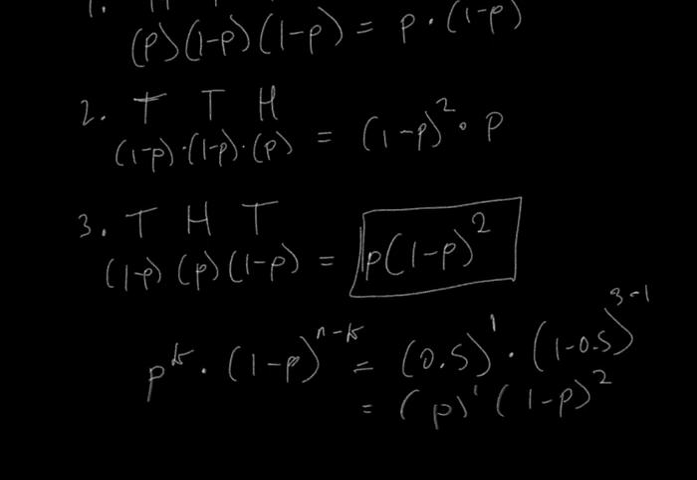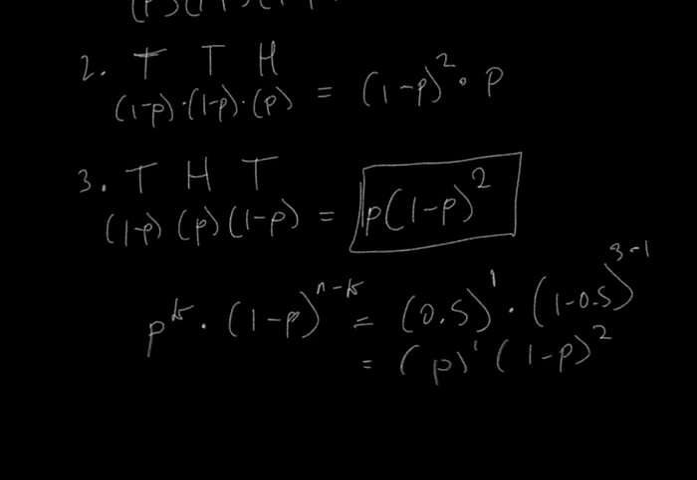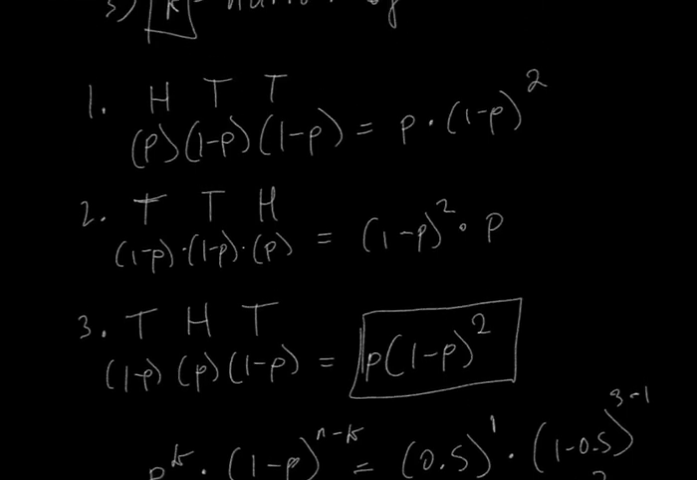But notice we need to actually add these probabilities from the 3 configurations. So if we were to add these 3 configurations together, we would actually get 3 times P times 1 minus P squared, because there are 3 separate configurations. There's 1, 2, and 3.